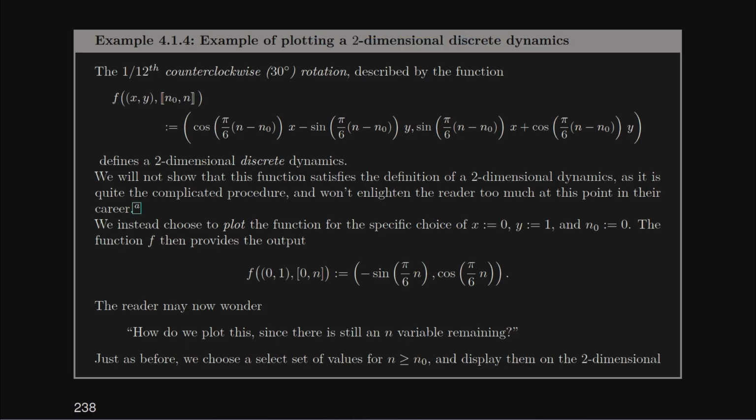And so what's going to happen here is we've constructed the 1/12 counterclockwise rotation, or equivalently 30 degrees, because 360 divided by 12 is 30 degrees. And this is a function from some initial point x, y, and the output's going to be, well, n, really n minus n0. So how many times have I moved since my initial time is the total number of 30-degree rotations. So like if n were 12, for example, we should be back to where we started.